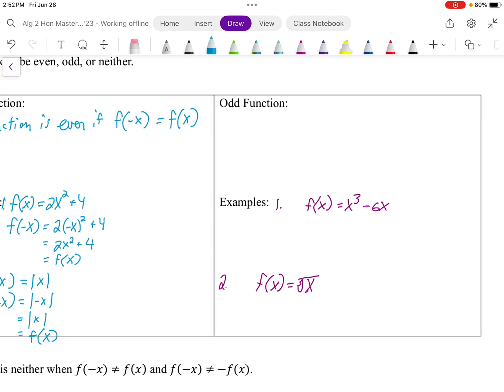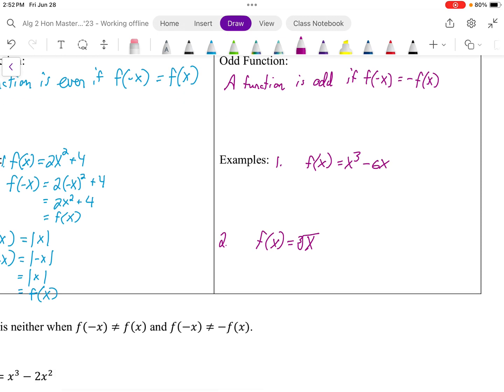Now, a function is odd if f of negative x is equal to negative f of x, or the opposite of the original f of x. So we're still doing f of negative x, but we're seeing what the result is, and we want it to equal negative f of x in order for it to be odd.